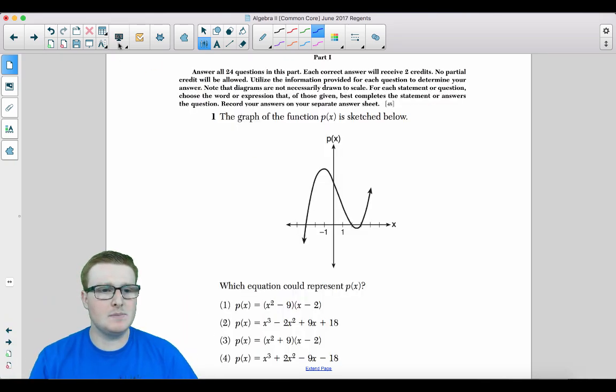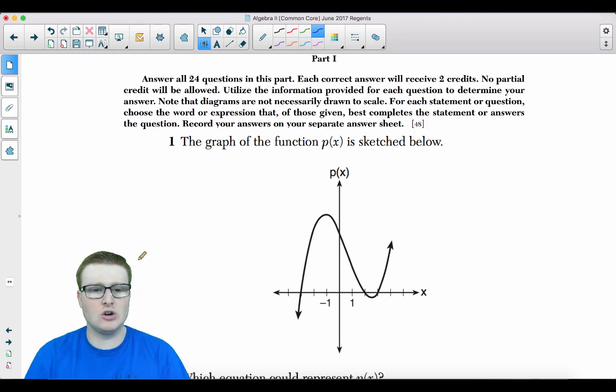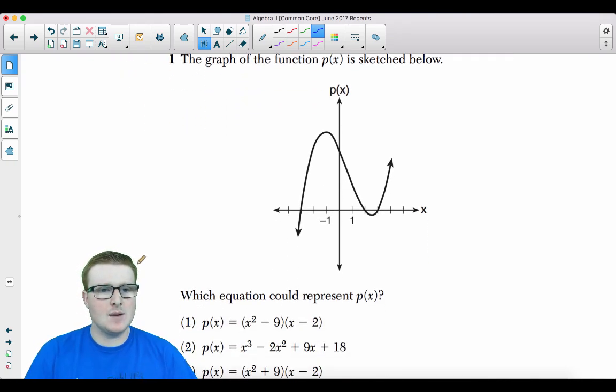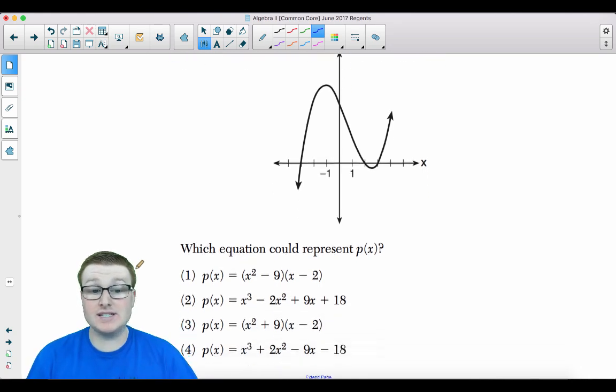Without further ado, let's begin this exam. Starting off with question number 1, we are starting off with an easy question. Number 1 says the graph of the function p of x is sketched below. Which equation could represent p of x?